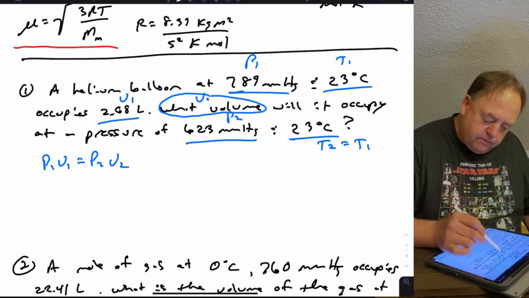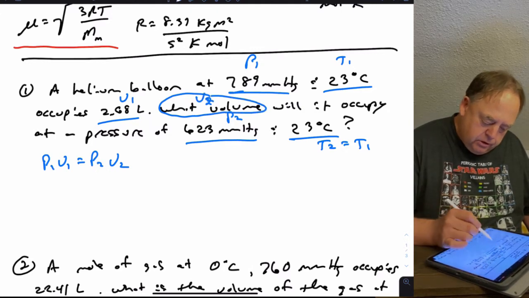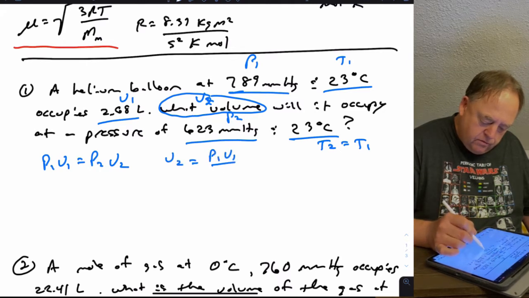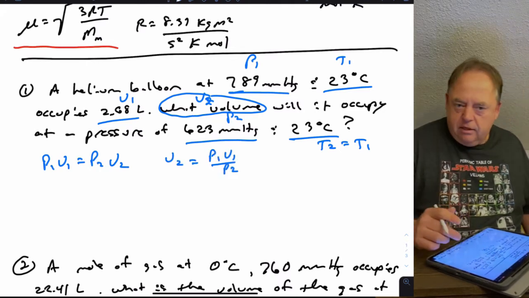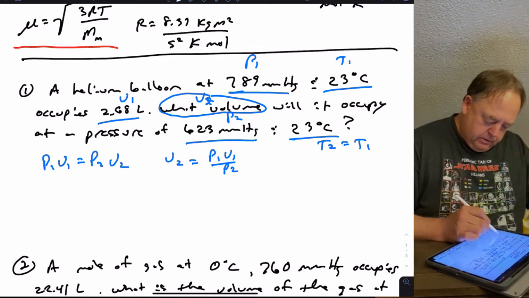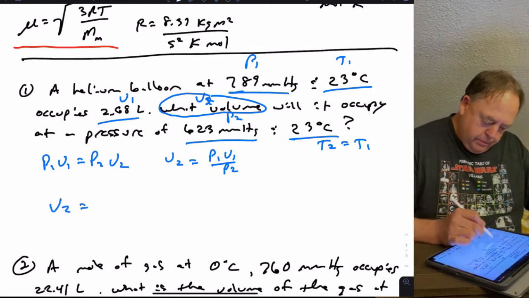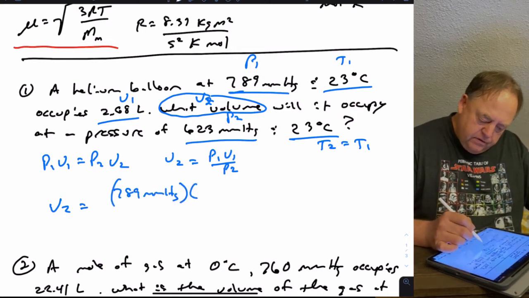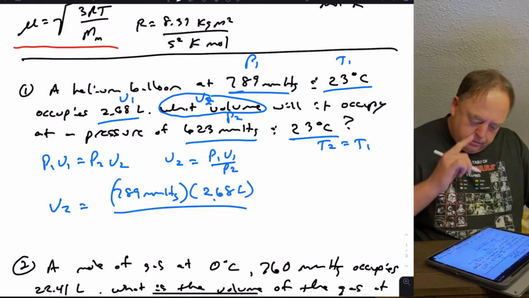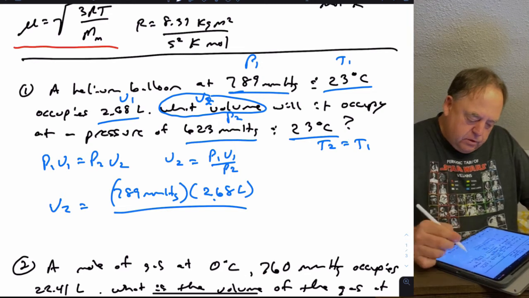You're asked to solve for what volume it will occupy at the new pressure, so you're asked to solve for V2. Just rearrange this equation to solve for V2 is equal to P1V1 over P2, and then plug in the values and solve. So V2 equals P1, so 789 millimeters of mercury, times V1, 2.68 liters.